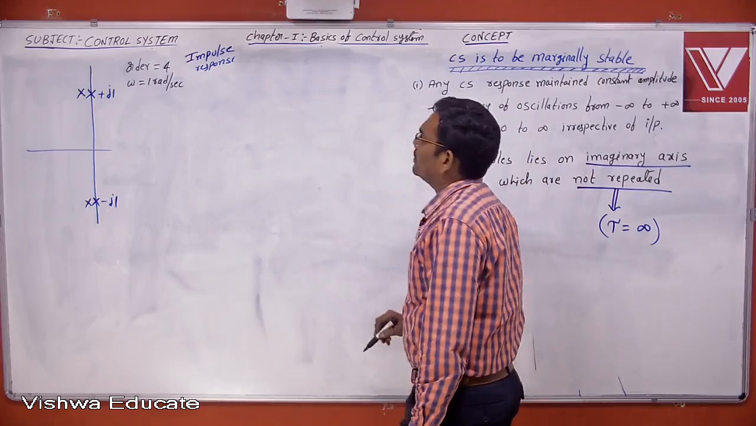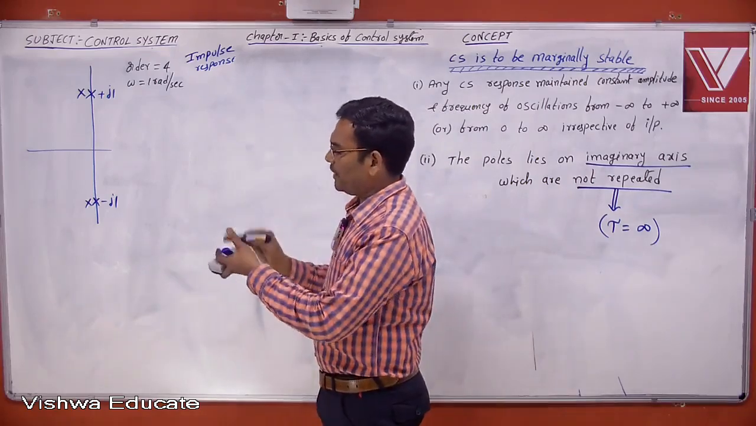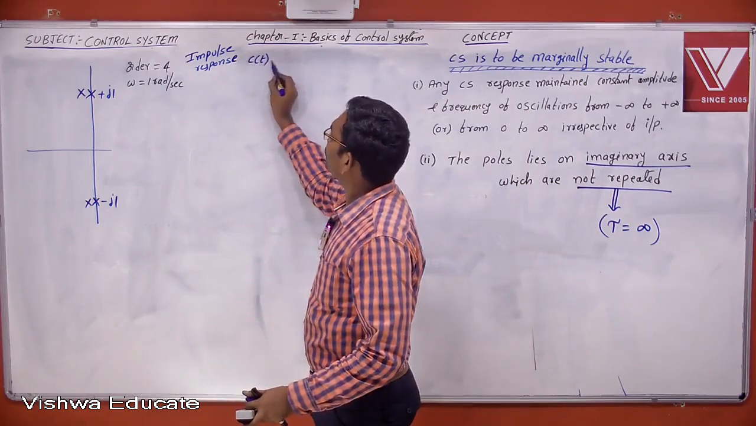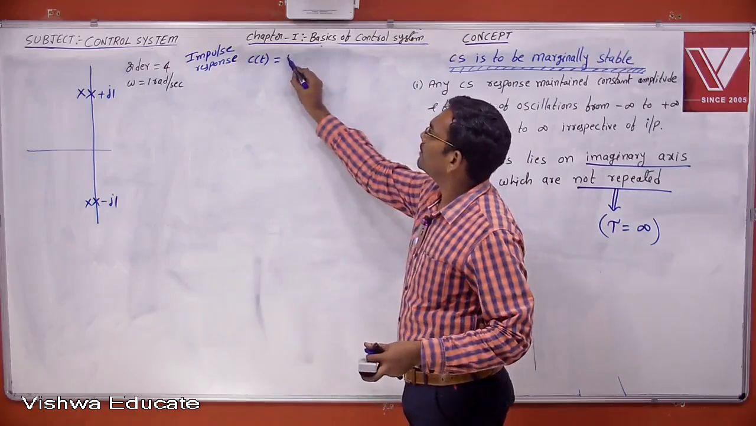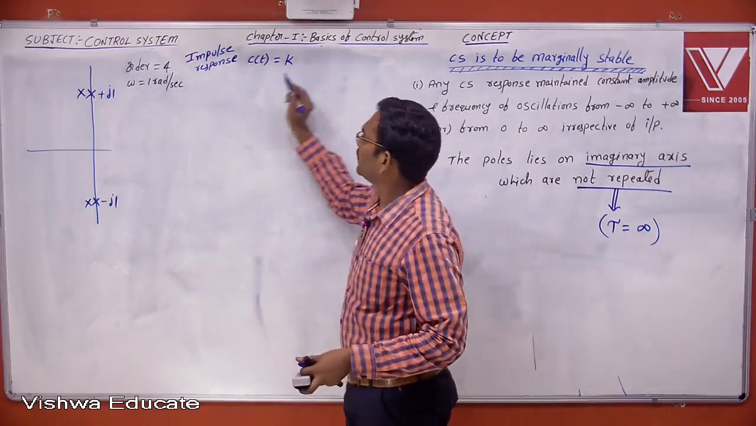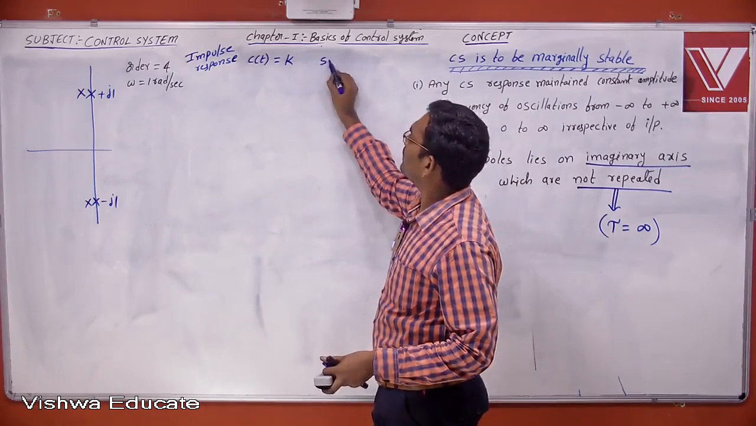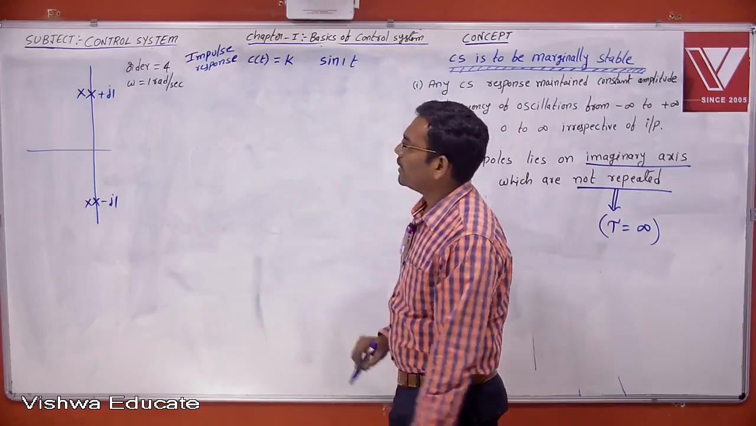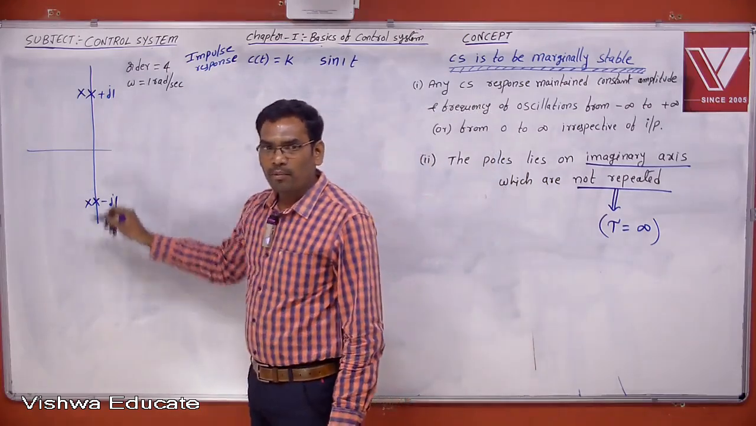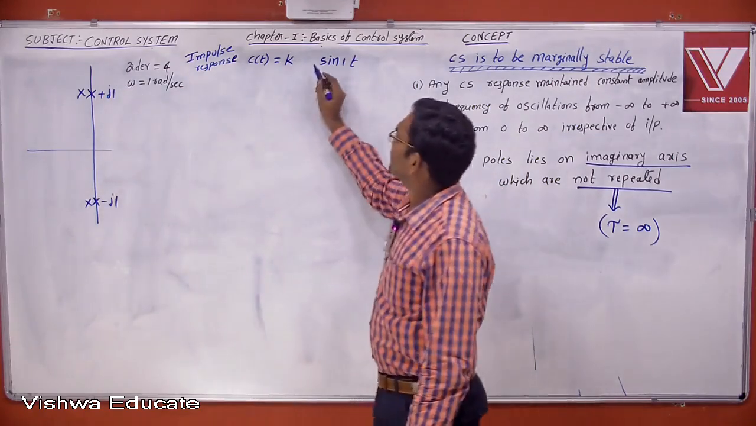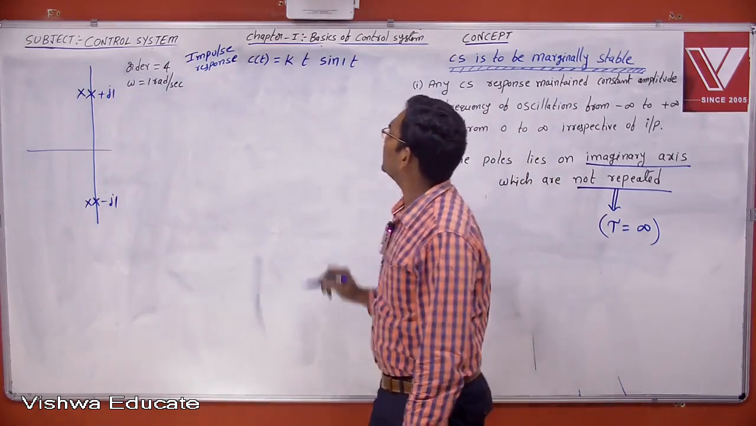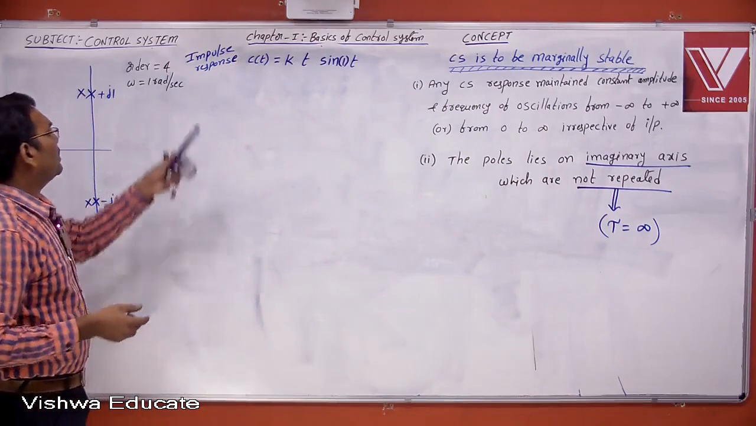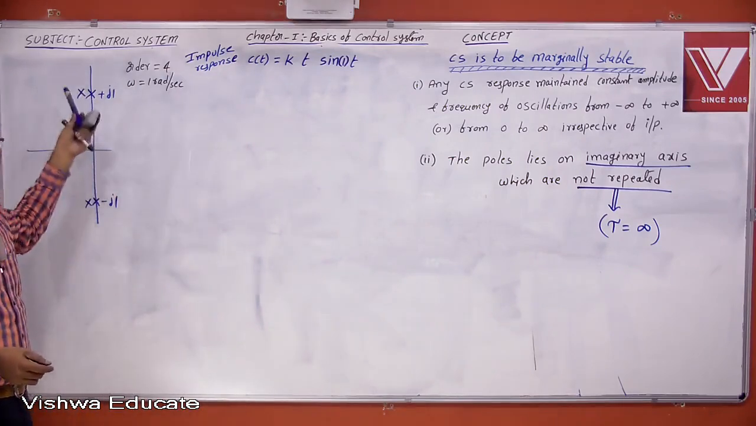Therefore, what is the impulse response in the time domain directly? C of t is equal to some constant into, there is no real part, therefore there is no e term, only sine or cos. The imaginary part gives sine of 1 into t, and the poles are repeated. The poles are repeated on the imaginary axis. Anywhere it is repeated, there is a t term. Therefore, this is the impulse response when the poles on the imaginary axis are repeated.